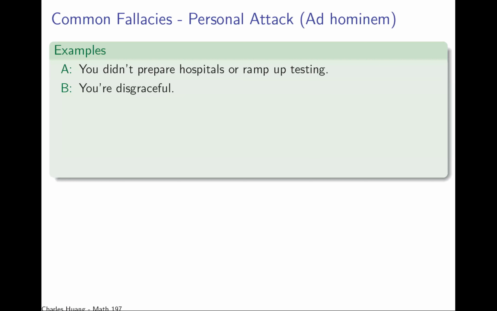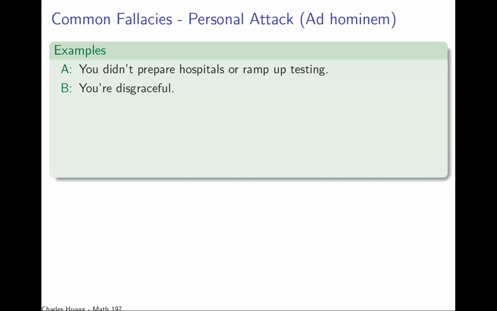In our example here, one person said, well, you didn't prepare hospitals or ramp up testing in preparation for, say, the COVID outbreak. The second person just said, you're disgraceful. Or it can be any other type of argument. The second person could have said, you're ugly, you're stupid.